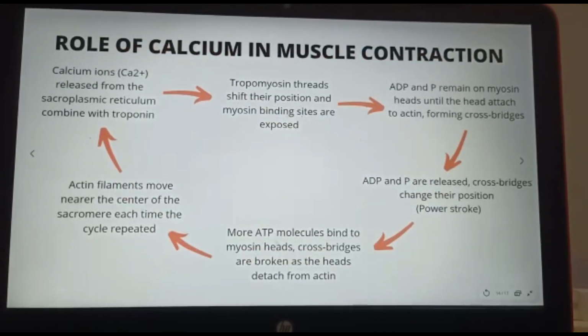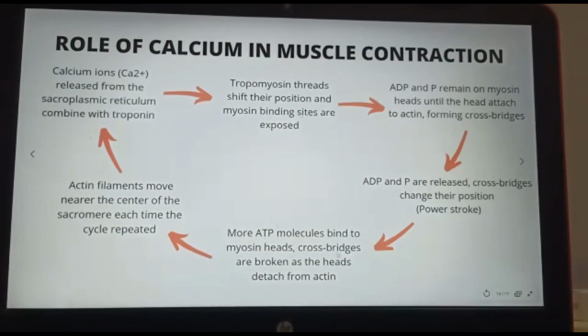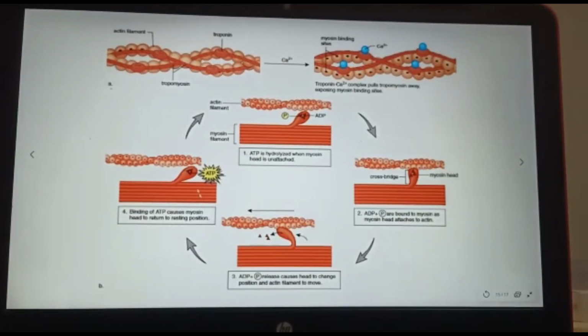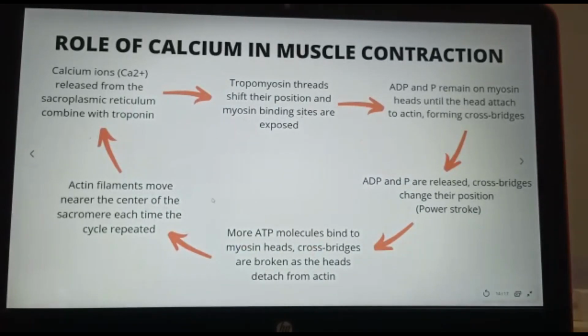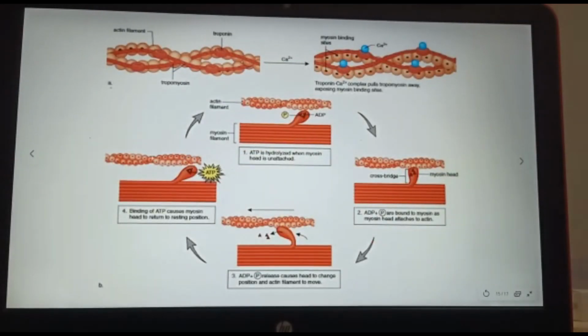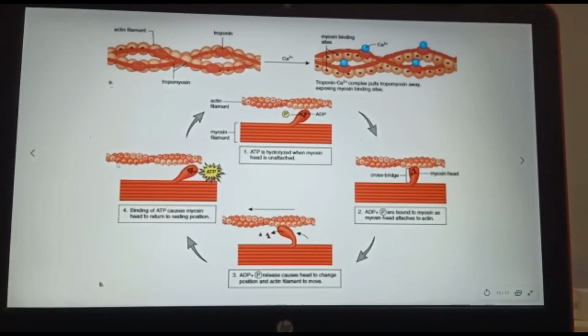The next one, after more ATP molecules bind to myosin heads, cross bridges are broken as the heads detach from actin. So binding of ATP will cause myosin head to return to resting position, and actin filaments will move nearer to the center. This actin filament will move near to the center of sarcomere each time this cycle is repeated. The actin filament will move nearer and nearer to the sarcomere.